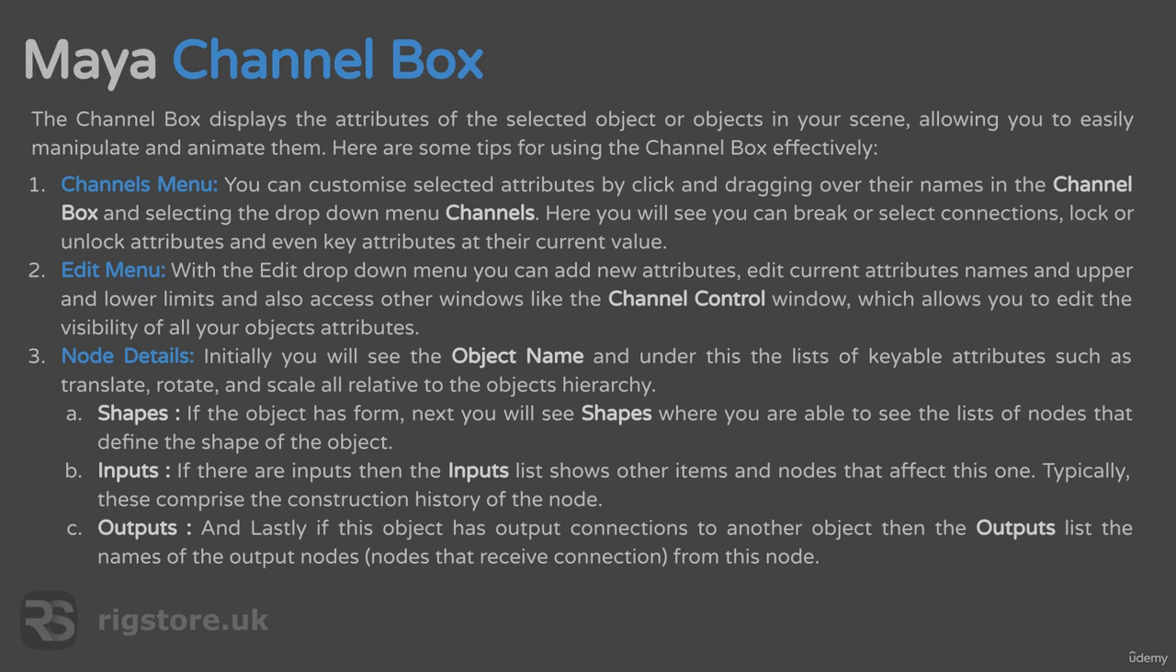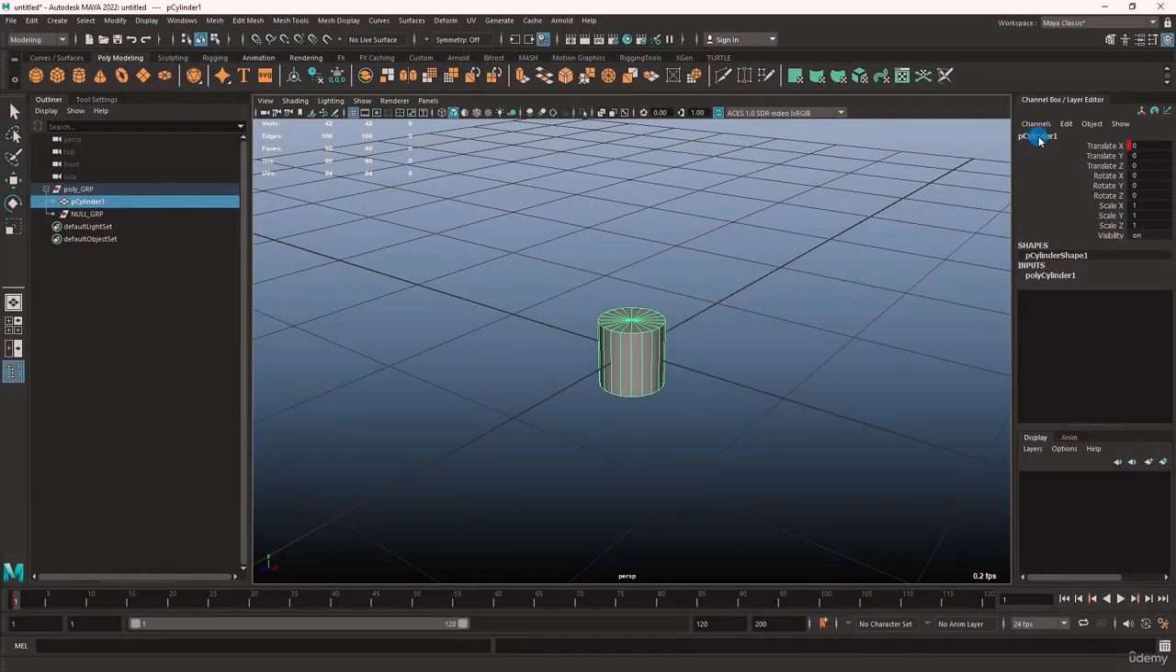No details. Initially, you will see the object name. Under this, the list of the keyable attributes such as translate, rotate, scale, all relative to the object's hierarchy.